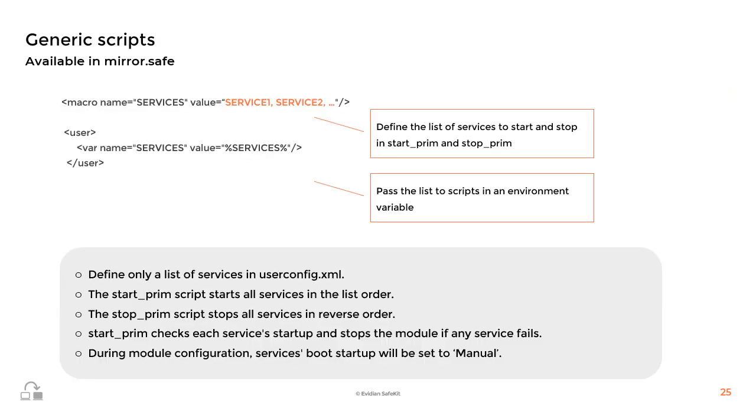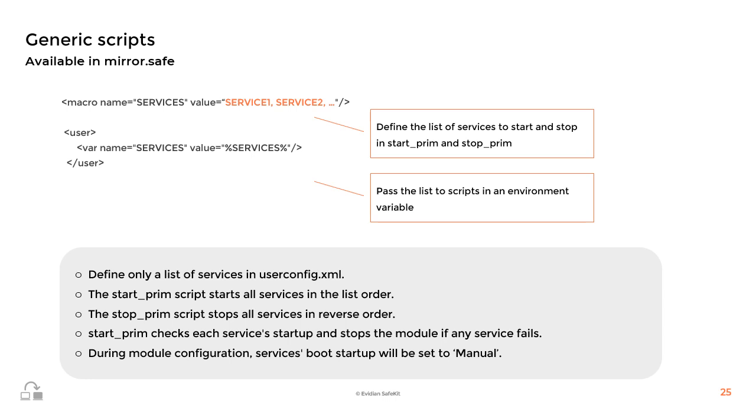Generic scripts are included in the mirror.safe module, as well as other modules, to eliminate the need for custom script creation. This approach significantly simplifies the integration of new applications, making the process more efficient and user-friendly. You only need to define a list of services in the macro named services in userconfig.xml. This list is then passed as an environment variable to the start prim and stop prim scripts.